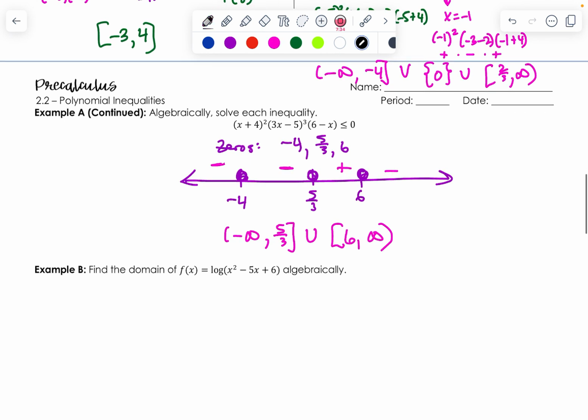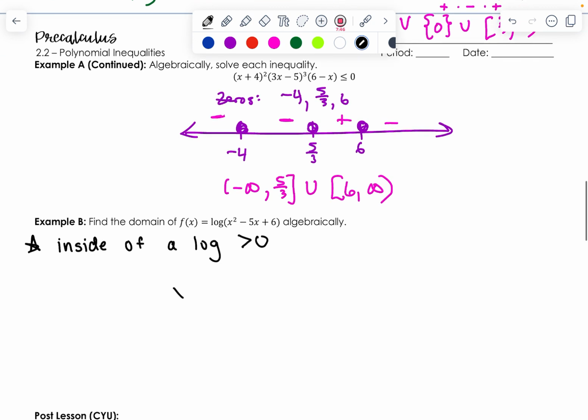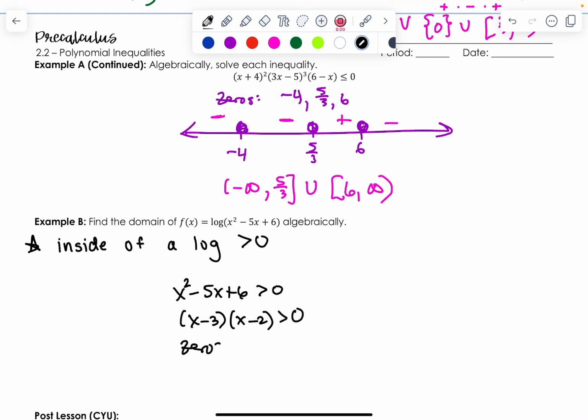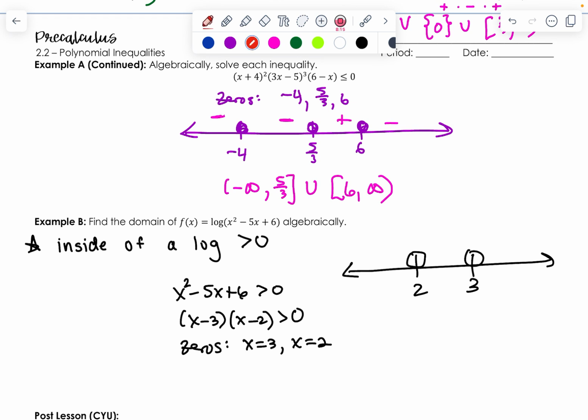All right, then what about this one? I need to refresh your memory. The inside of a log must be greater than 0, okay? That's a refresher from Algebra 2. So x squared minus 5x plus 6 must be strictly greater than 0. So this factors into x minus 3, x minus 2. So my zeros are x is 3 and x is 2. Now this time, do you see it's not equal to? So I've got to put open circles.